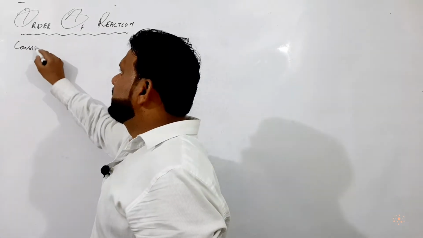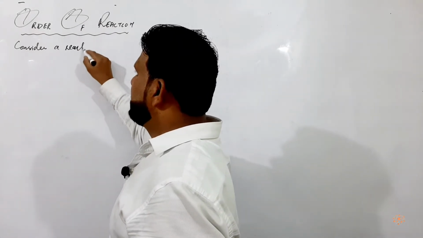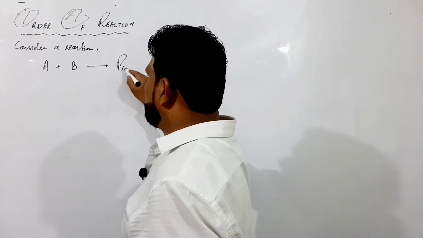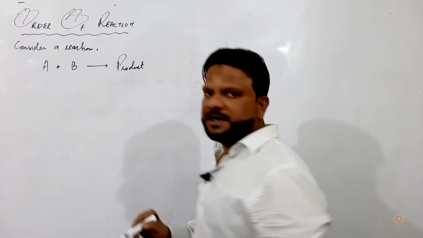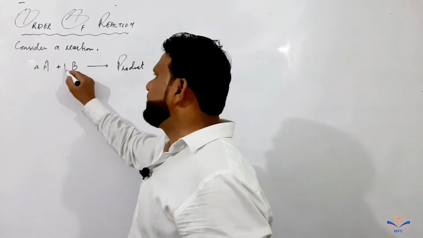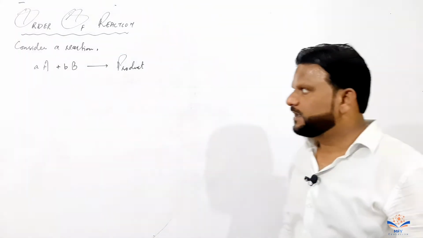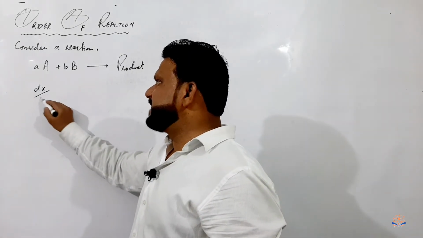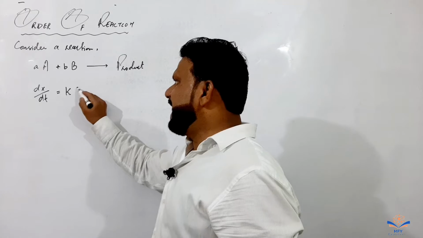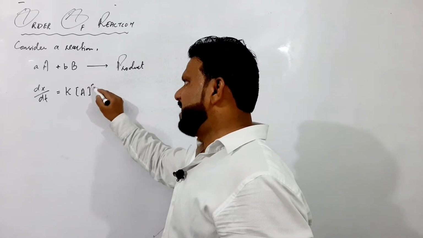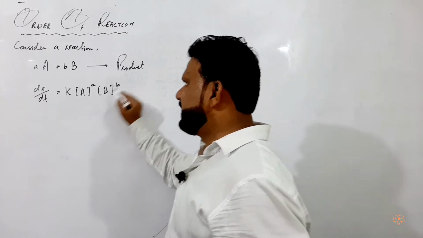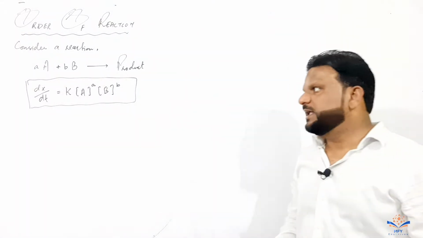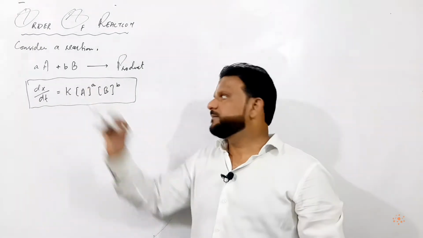Consider a reaction in which A reacts with B to form product. Here A and B are reactants and small a and small b are coefficients of reactants. Now the rate expression can be written as dx by dt, that is the rate of reaction, equals K, active mass of A power a, active mass of B power b. This expression is called the rate expression. K is called the rate constant.